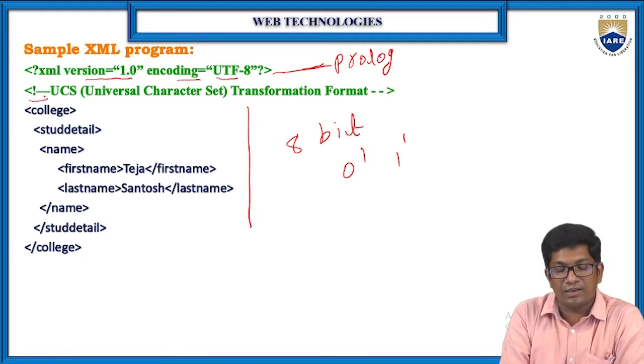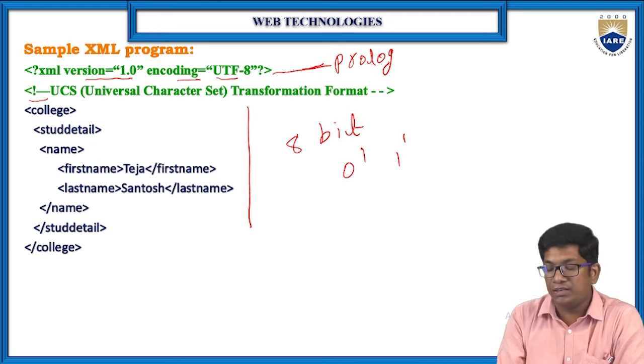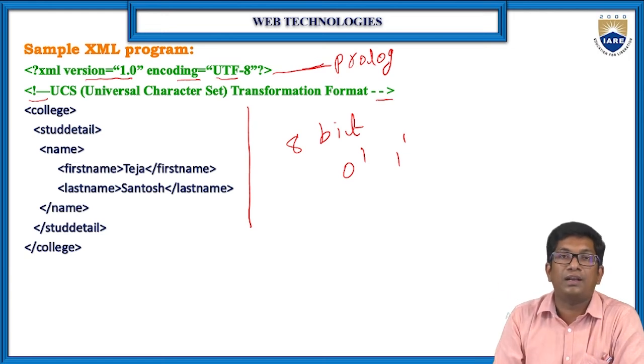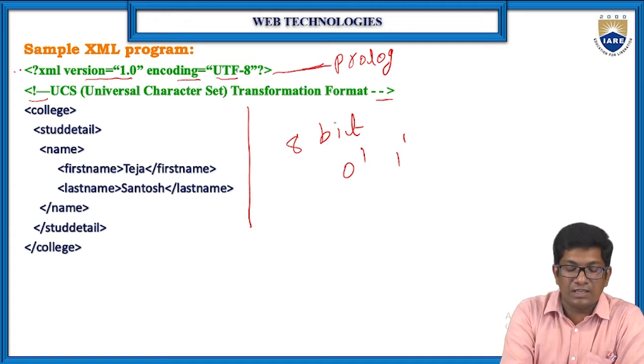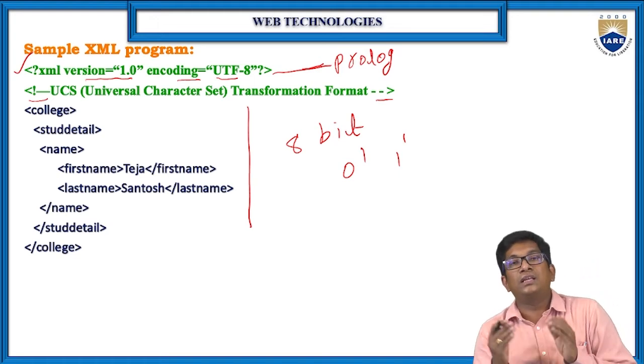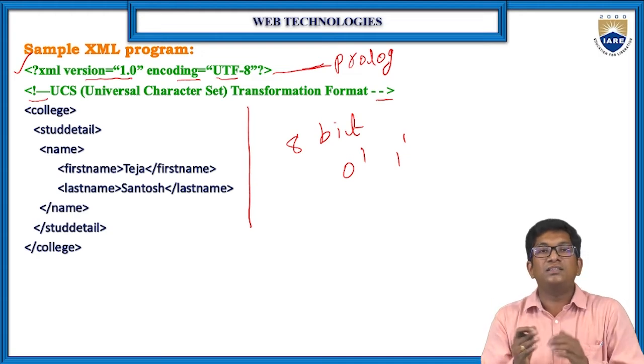For comment lines, you write a left angular bracket, exclamation symbol, double hyphen. In between that we can write the text, and end with a double hyphen and a greater than symbol, the right angular bracket. So the first line is the prologue.